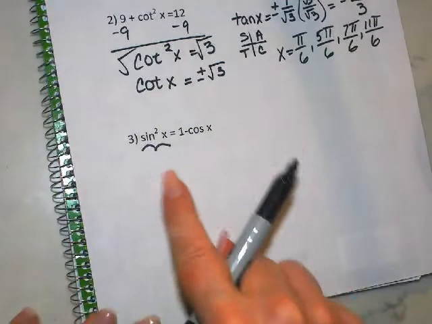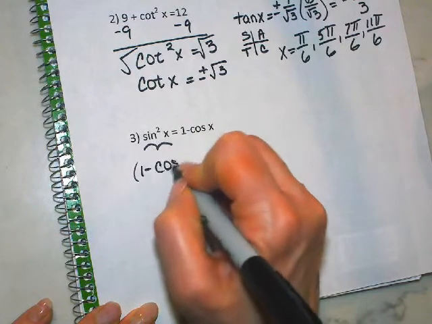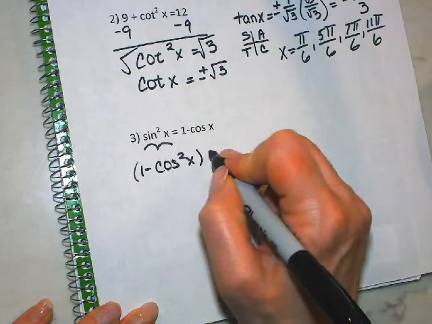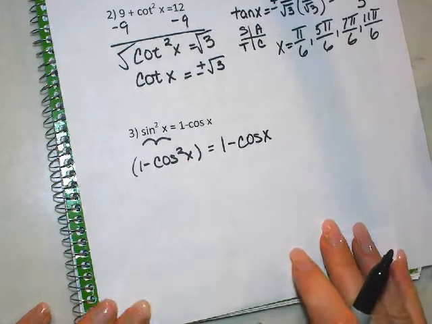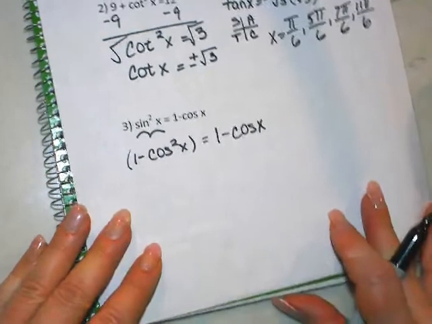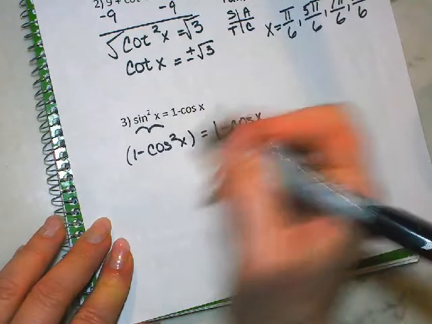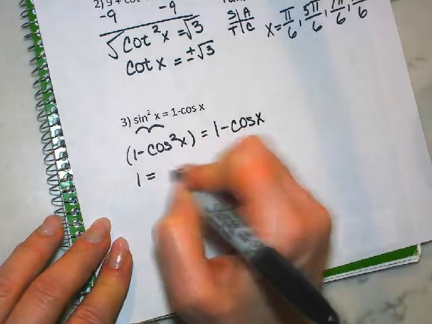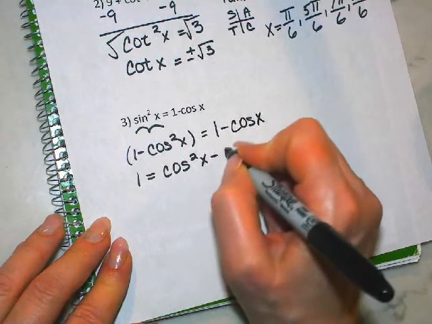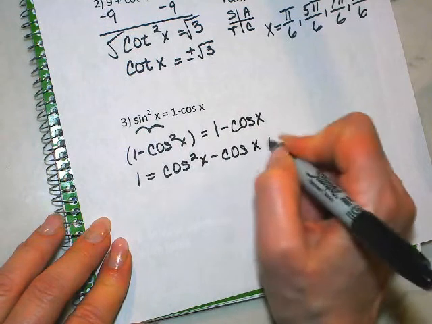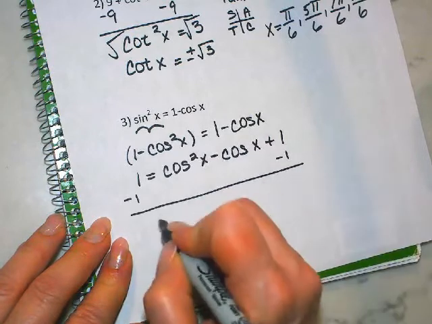Okay, so sine squared x is really 1 minus cosine squared x equals 1 minus cosine x. And now that I see I have something squared, it's going to be a quadratic. It's negative here, so I'm going to bring this to the right side. Make everything positive. So it'll be 1 equals cosine squared x. I'm going to rewrite this. Minus cosine x plus 1.